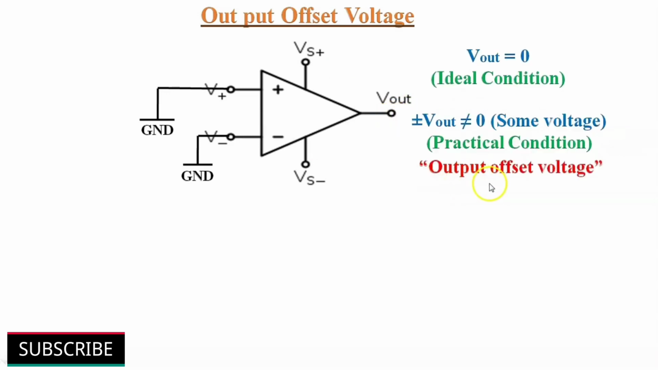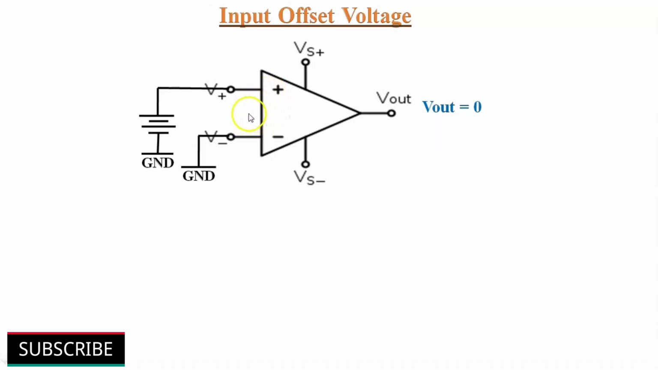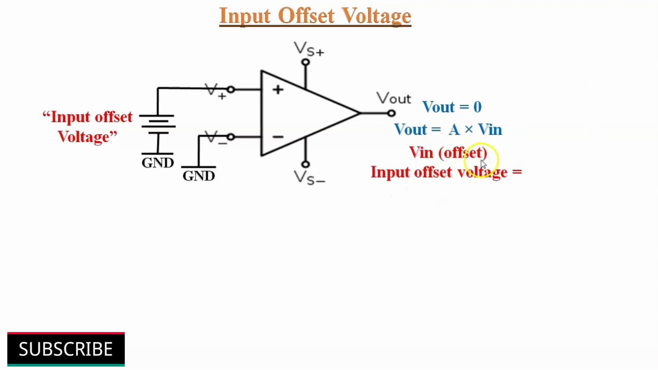There are several methods that may be used to eliminate this output offset voltage. One of these is to apply a voltage between input terminals so as to make output 0. As we know, Vout is equal to gain times Vin. Input offset voltage is equal to output offset voltage divided by gain. By using this formula, we can calculate input and output offset voltages for an op-amp.